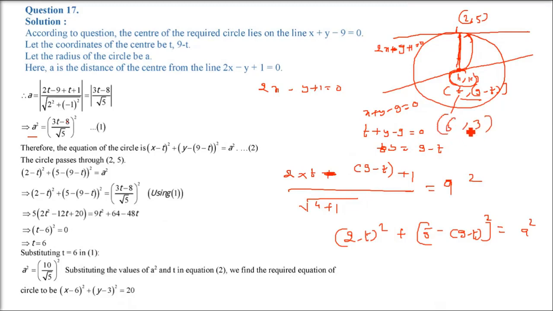So the center will be 6 and 9 minus 6 is 3. So you have x minus 6 whole square plus y minus 3 whole square equals r square. Since t is known, just put t as 6 in equation number 1, and you will get r square as 20. So this is the final solution.